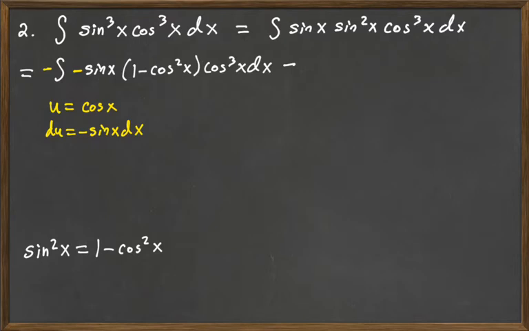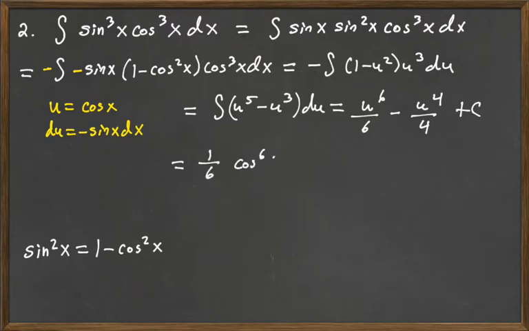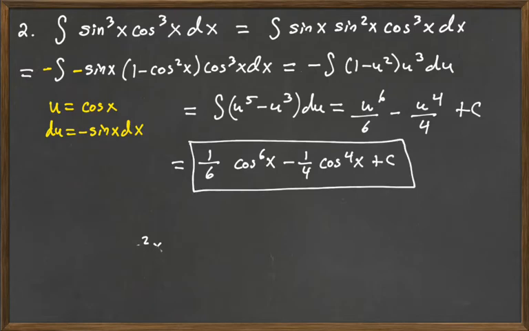All right, so this becomes negative integral of 1 minus u squared times u cubed du. So we can put that negative back in, so that's going to give us u to the 5th minus u cubed du. So it's going to be u to the 6th over 6 minus u to the 4th over 4 plus c. Go ahead and make the replacement, so 1/6 cosine to the 6th x minus 1/4 cosine to the 4th x plus constant of integration. And then, of course, we can always verify that this is, in fact, the correct antiderivative by taking the derivative.